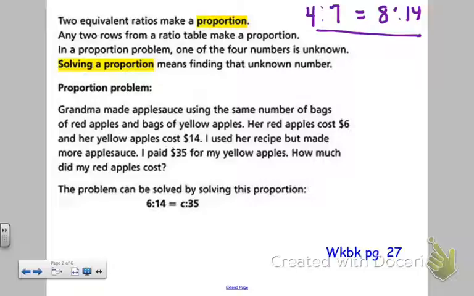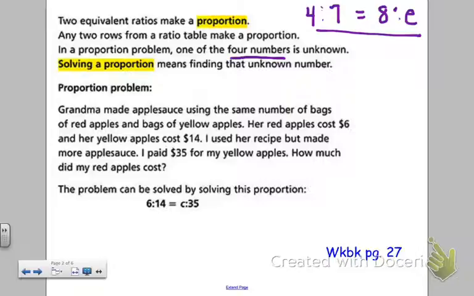Now, in a proportion problem, one of the 4 numbers is going to be missing. So maybe I don't have this 14 anymore. Maybe I'll put, I don't know, a letter in its place, like E for erasers. I am missing the number of erasers. I have one number of the 4 that's missing. That is going to be solving a proportion problem. And I know that you have done other problems just like that, where you were given 3 numbers and you had to figure out the 4th one. Sounds like a factor puzzle, right?